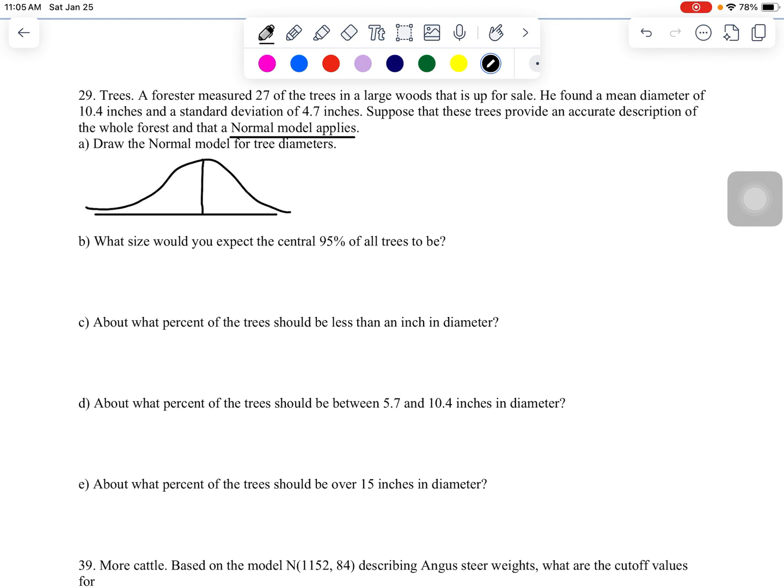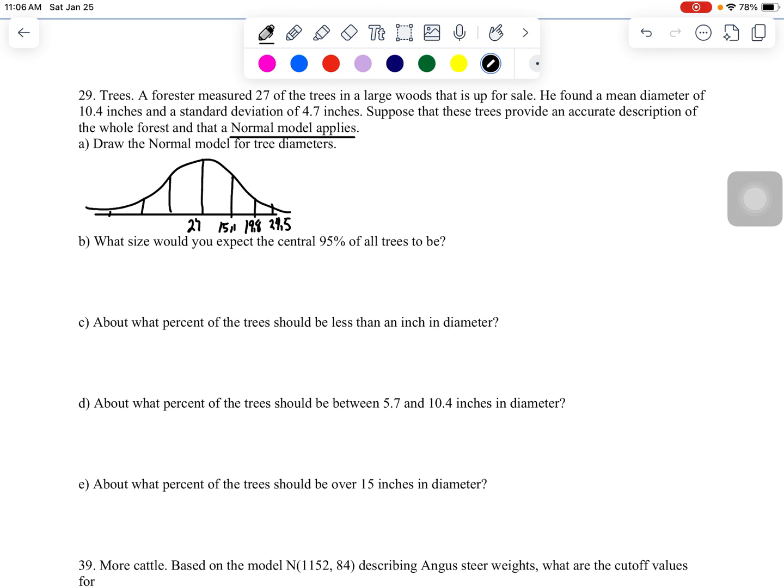So again, that normal model is going to start with a mean of 27 in the middle. And then we know that we're going to have 1, 2, 3 standard deviations above, 1, 2, 3 standard deviations below. Standard deviation of 4.7, so we're just going to add 4.7. We're going to get 15.1 above. We're going to add 4.7 again and get 19.8. We're going to add it again and get 24.5.